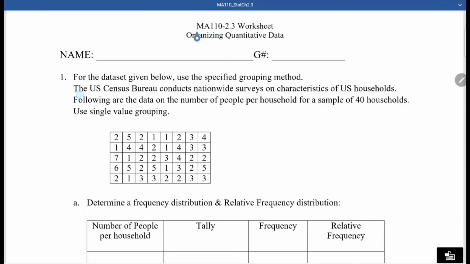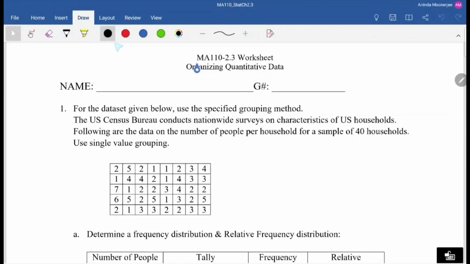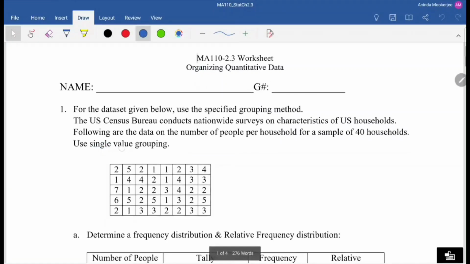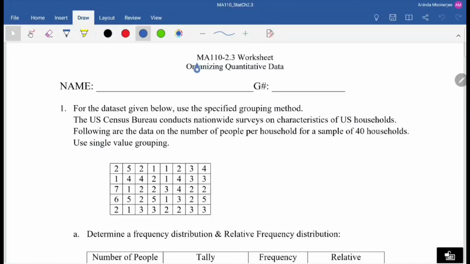So for question number 1, for the data set given below, use the specified grouping method. The U.S. Census Bureau conducts nationwide surveys on characteristics of U.S. households. Following are the data on the number of people per household for a sample of 40 households. Use single value grouping. Now keep in mind that we said previously we can use single value grouping when we work with a limited range of values. Not necessarily a limited number of values, but a limited range of values.